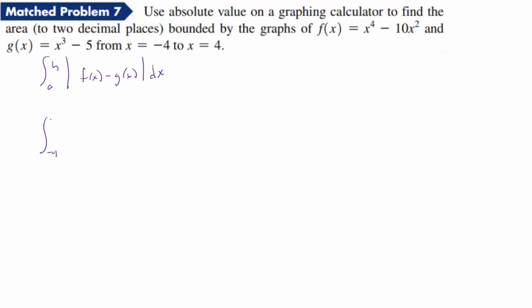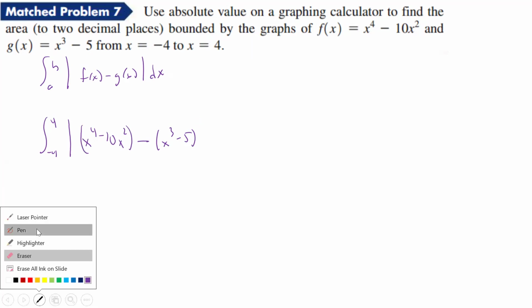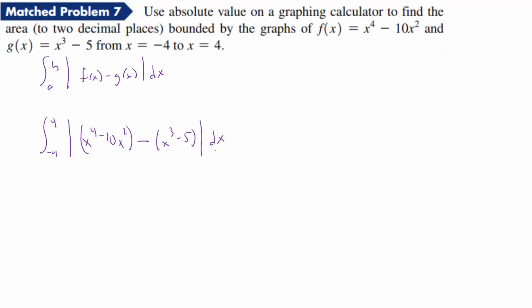So it's going to go from negative 4 to 4, absolute value of x to the fourth minus 10x squared minus, and then we have x cubed minus 5. If we want, we can put that in parentheses as well. And that's not that kind of a bar anymore, we're using absolute values and dx. So that's what we're going to plug into our calculator.